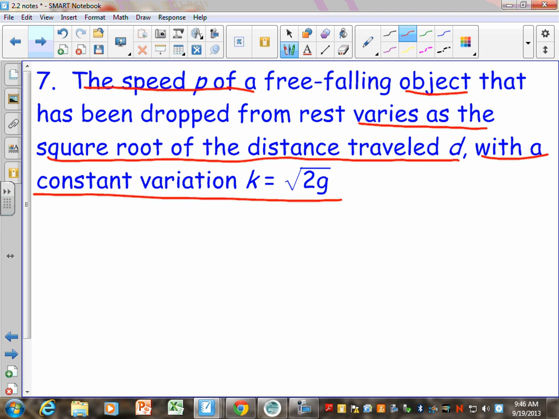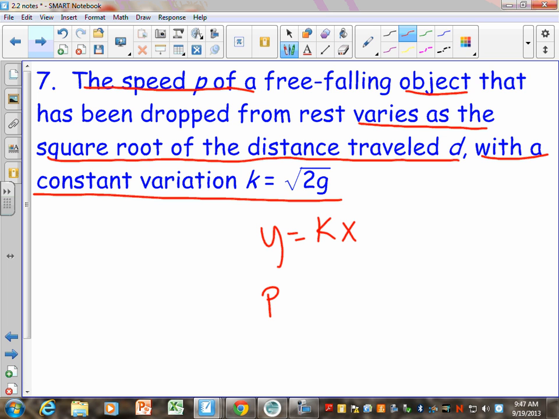Notice they give you what variables to use. The speed P of an object varies. Again, notice it doesn't say directly in here. So if it doesn't say directly, inversely, or joint, it's always implied that it's directly, as the square root of the distance traveled d, and they actually give us a constant of variation of k equals the square root of 2g. I like to start with my y equals kx and then just plug in what I'm supposed to plug in here. So what's y in this one?